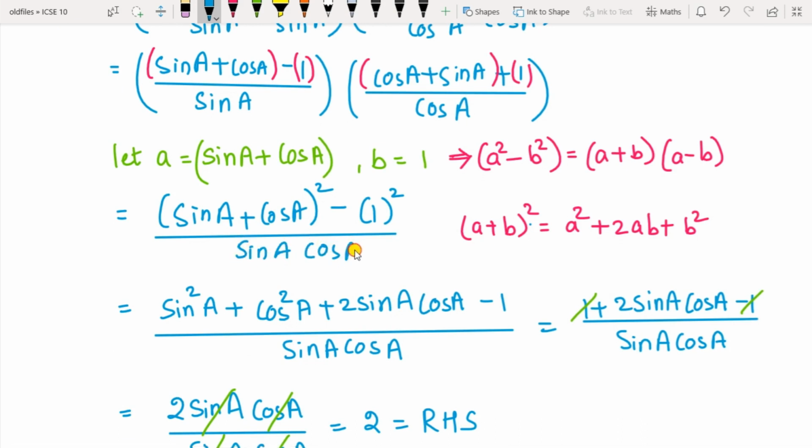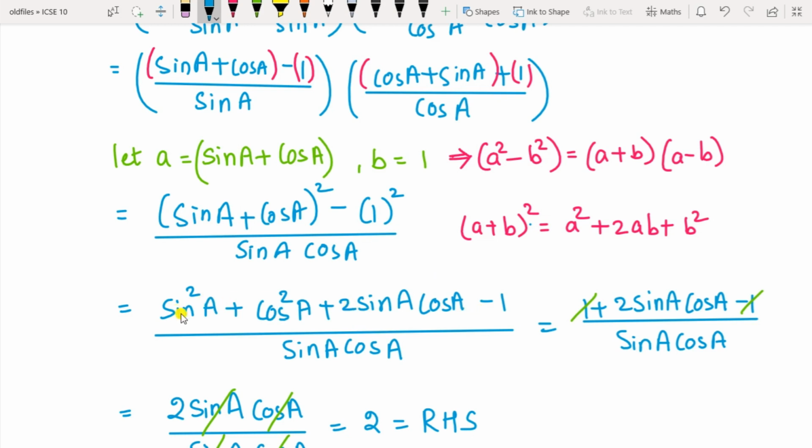Keep the denominator as it is. So it is sin, now this is a square minus b square. Now take this bracket, sin A plus cos A the whole square, which is (a plus b) the whole square. So you have to use this expansion here. Here A means sine and B means cos. So sin square A plus cos square A plus 2 sin A cos A, and minus 1.